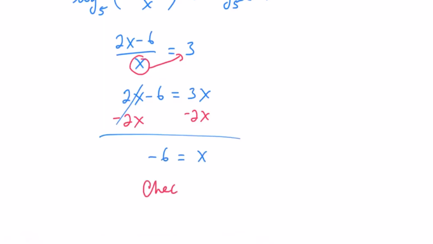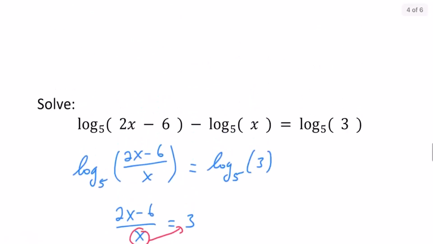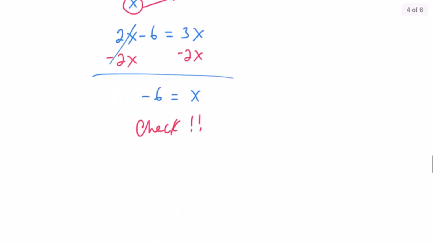So let's check. X is negative 6. So we have 2 times negative 6 minus 6. So 2 times negative 6 is negative 12 minus 6. So that is negative 18. So we have negative inside the log here. So that means negative 6 is not an answer. So this is out. So that means here we have no solution.